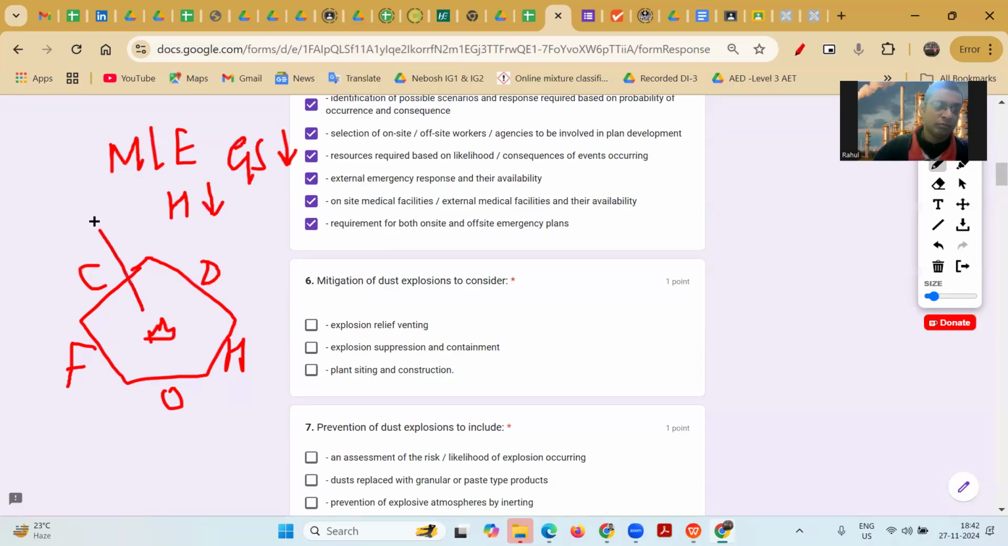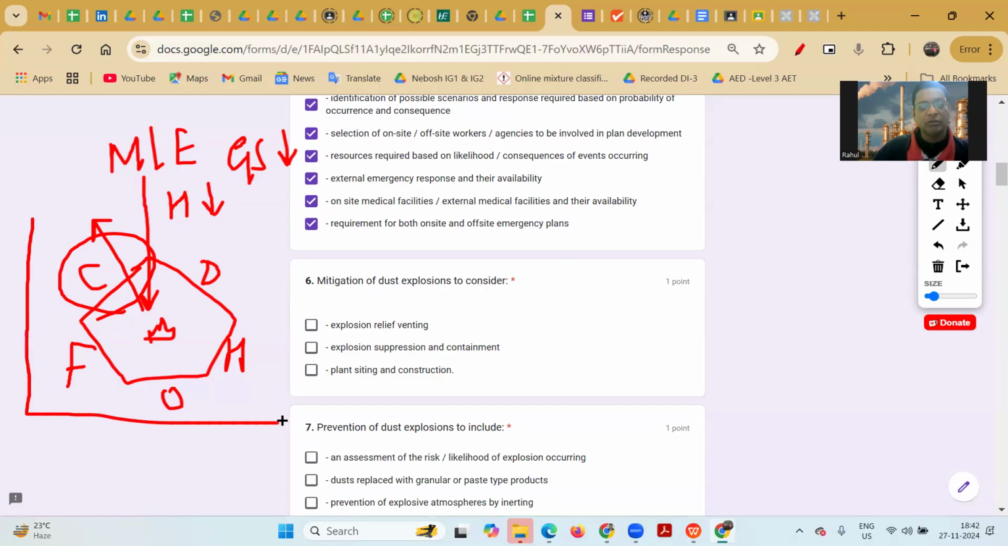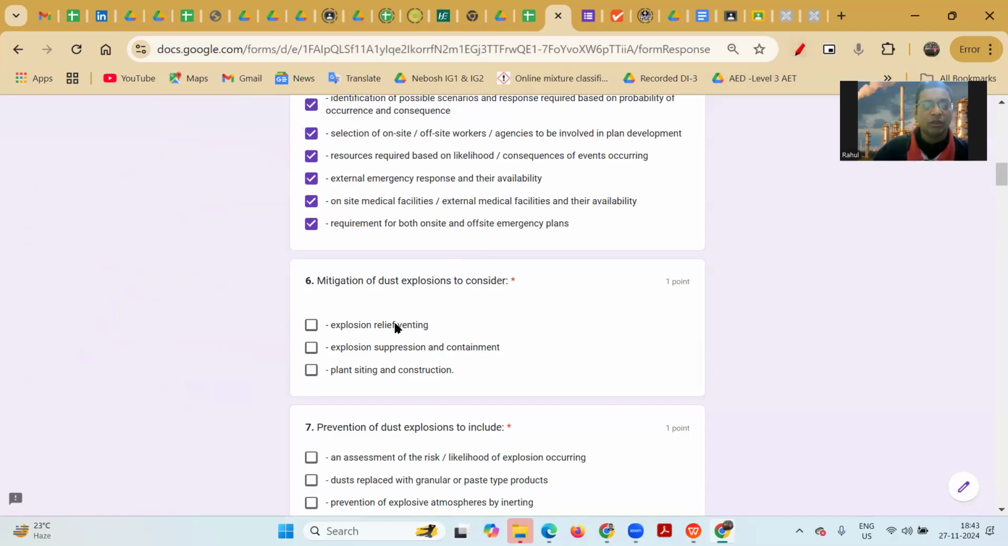If I remove this part, I can avoid the dust explosion. Explosion suppression and containment means whatever my minimum ignition energy is, I reduce it. Plant siting and construction, and everything, I will make in a very robust manner. Then plant siting will also be there. So this is the way of mitigation. All three points will be the right answer for this.